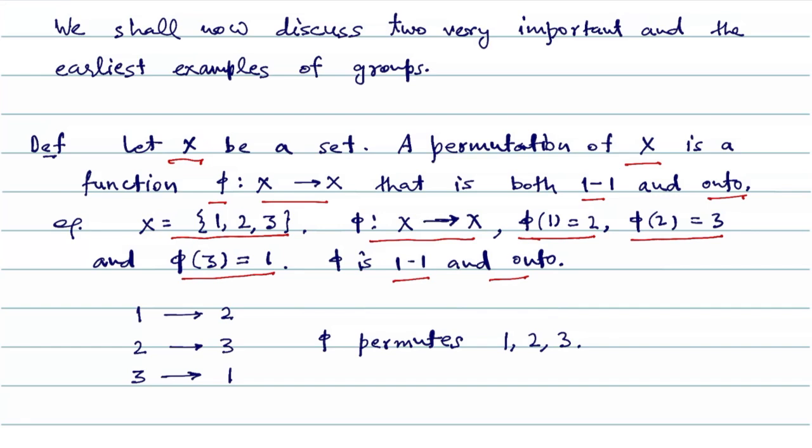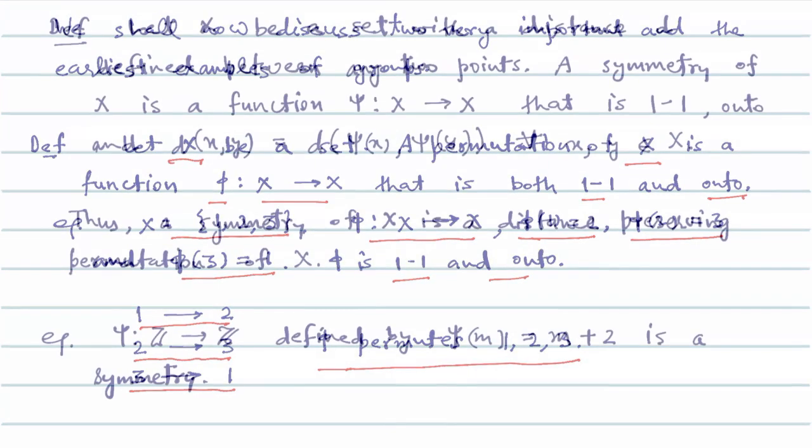So under phi, 1 goes to 2, 2 goes to 3, and 3 goes to 1. So phi just permutes the elements 1, 2, 3. That is why it is called a permutation of X.